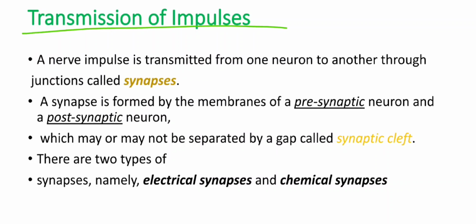Transmission of a nerve impulse. So let's see how a nerve impulse is transferred. A nerve impulse is transmitted from one neuron to another. So there is one neuron.